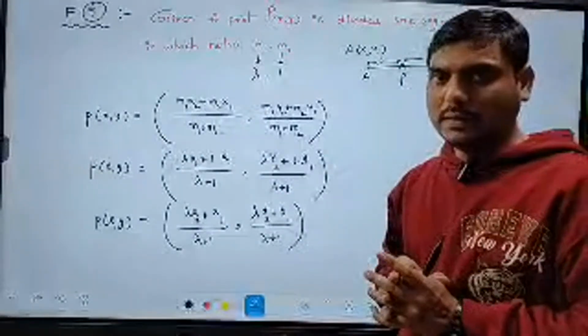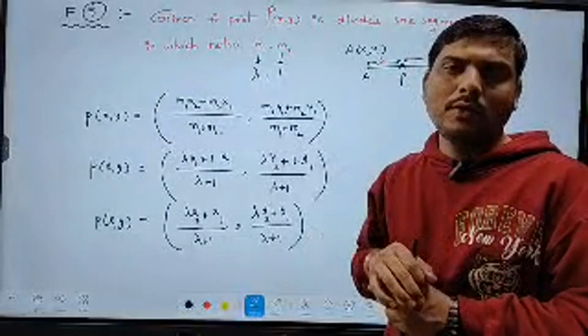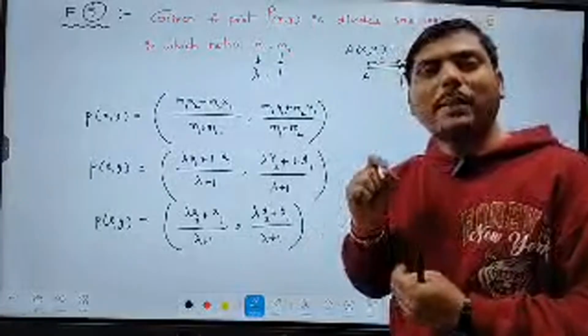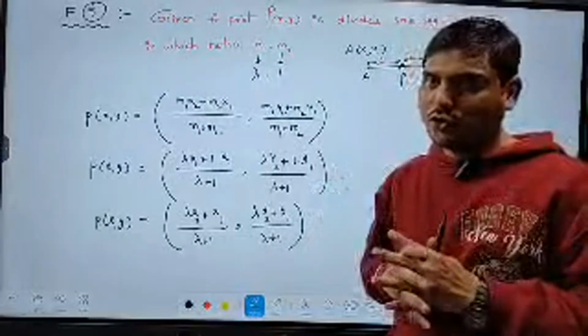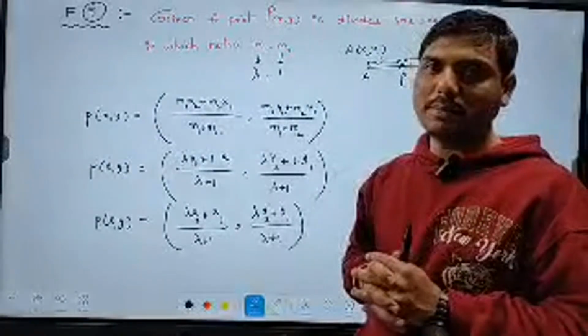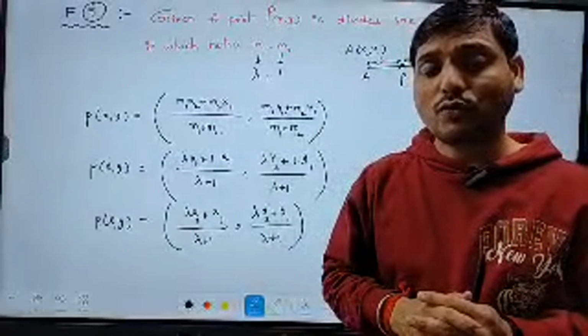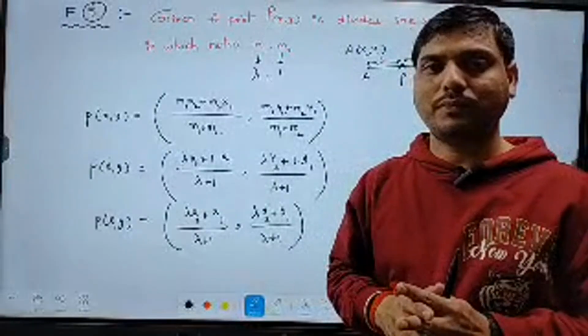And the third formula is very, very important: the section formula. What is the statement? A point P divides the line segment AB in the ratio m1 is to m2. Then the formula is (m1 x2 plus m2 x1) by (m1 plus m2), and (m1 y2 plus m2 y1) by (m1 plus m2).